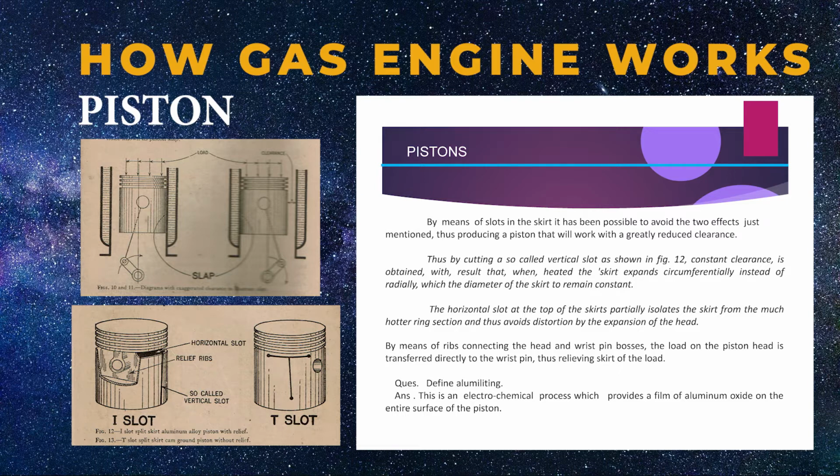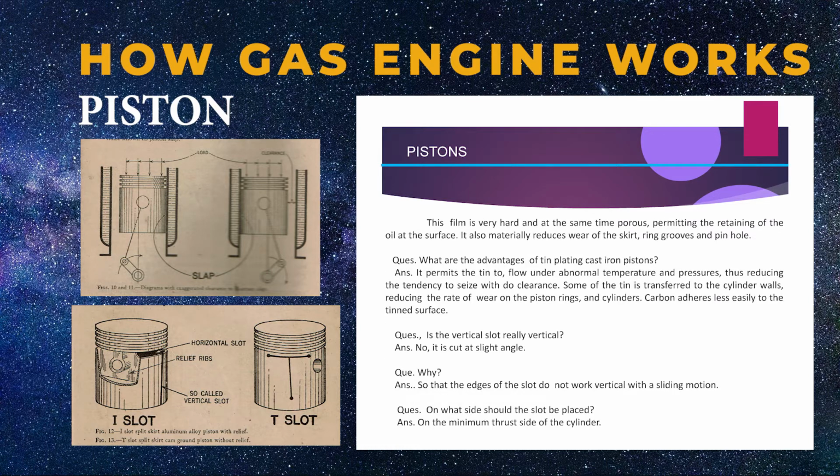By means of ribs connecting the head and wrist pin bosses, the load on the piston head is transferred directly to the wrist pin, thus relieving the skirt of the load. Question. Define alumilite. Answer. This is an electrochemical process which provides a film of aluminum oxide on the entire surface of the piston. This film is very hard and at the same time porous, permitting the retaining of the oil at the surface. It also materially reduces wear of the skirt, ring grooves and pin hole.